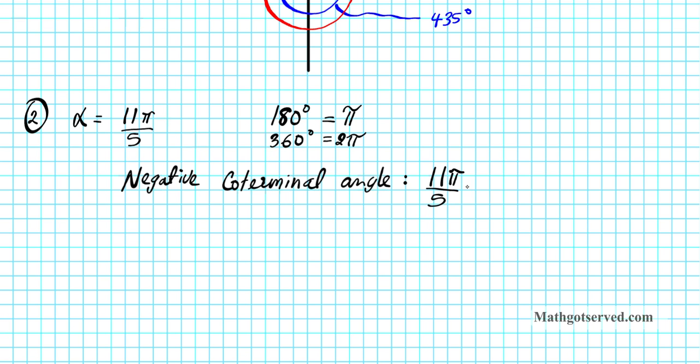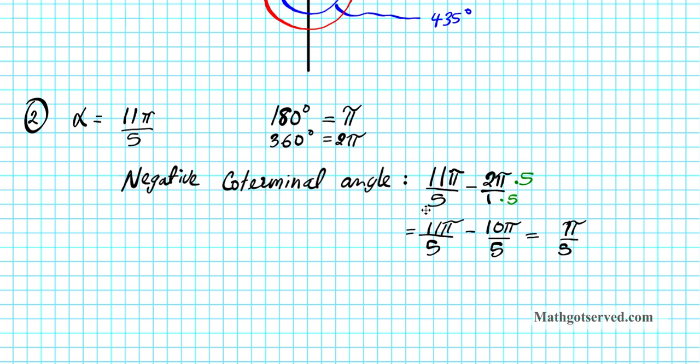So for this one, we're going to subtract 2 pi radians. Put this over 1. Now we have uncommon denominators. We will have to make them common in order to subtract. So we multiply this by 5, top and bottom, since the LCD of 1 and 5 is 5. So this becomes 11 pi over 5 minus 10 pi over 5. Subtract the numerators. We'll have pi over 5. Well, this is actually a positive coterminal angle, but we're looking for a negative coterminal angle.